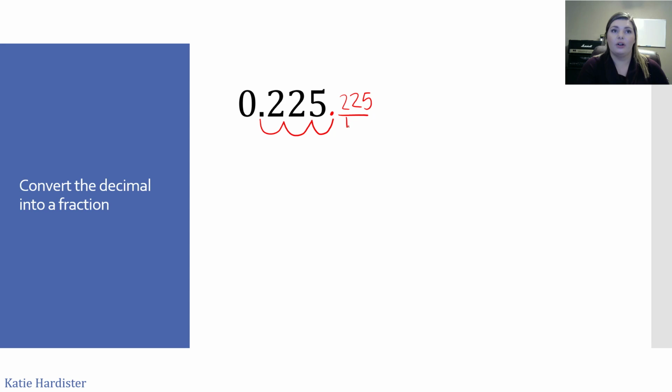225 over 1,000. And we got 1,000 because we moved this 1, 2, 3 places. So the decimal, 3 places. So that's how we know that we need to put 1,000, because it has 3 zeros. So we would divide that by 25 over 25, and that would give us 9 over 40.